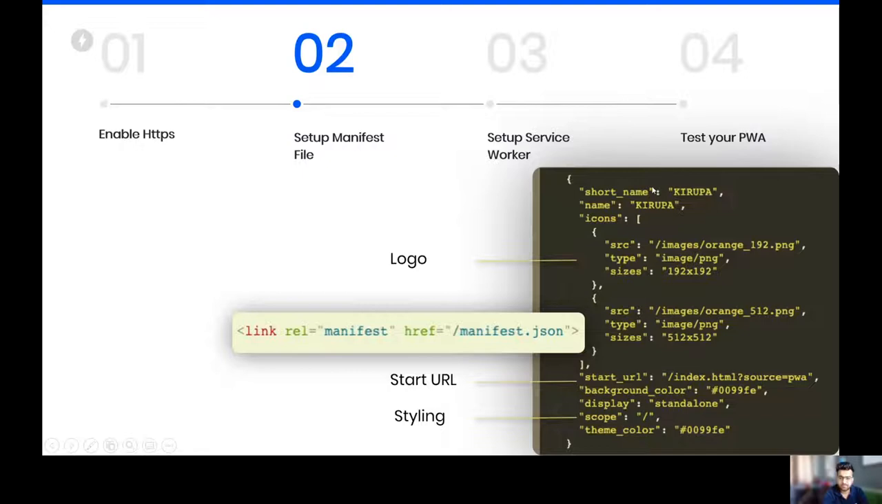As you can see, we have a short name for the app. We have the icons that you want to set. You set a start URL. You set a background color which shows up in the navigation bar on top. And you also set the display mode.